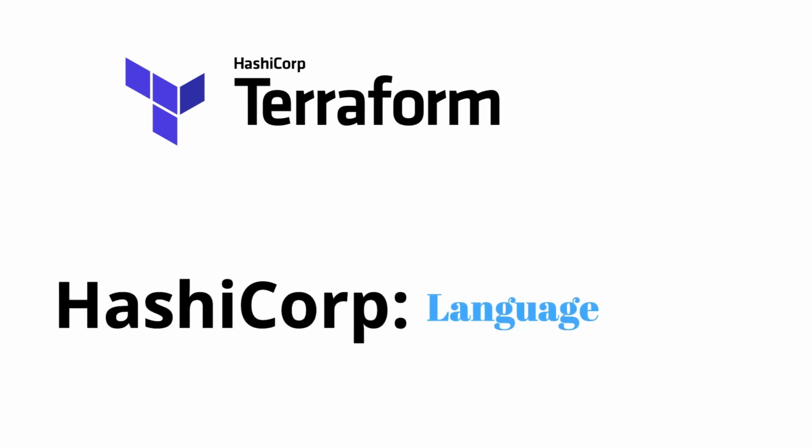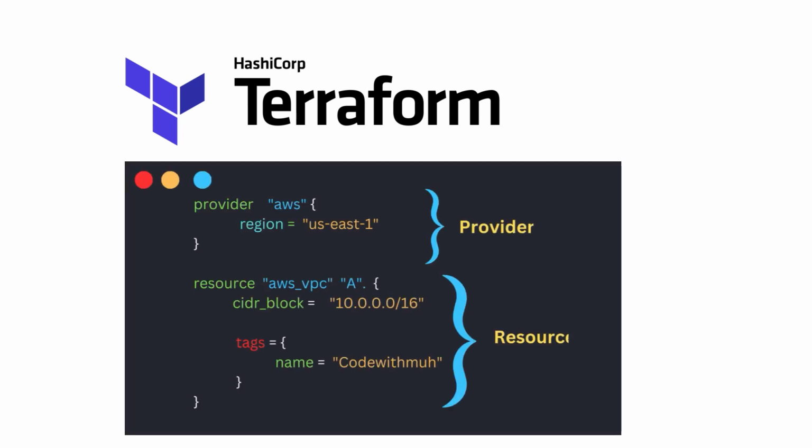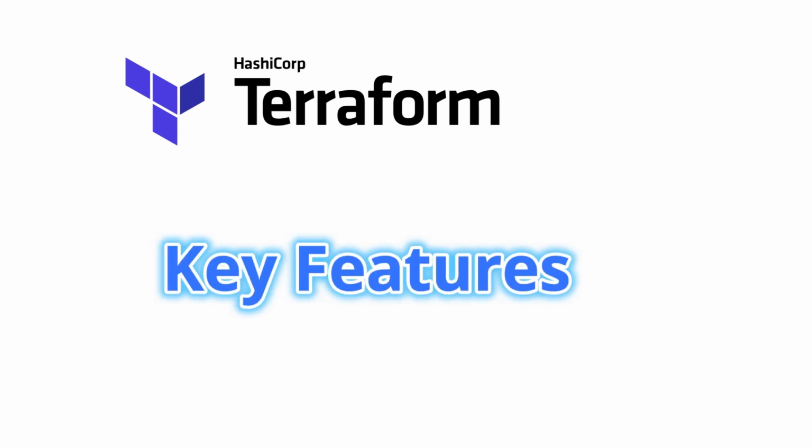Terraform uses a declarative language called HashiCorp Configuration Language (HCL) to define infrastructure resources. HCL is a human readable language that enables you to define resources and their configuration in a simple and concise manner. Key features of Terraform.